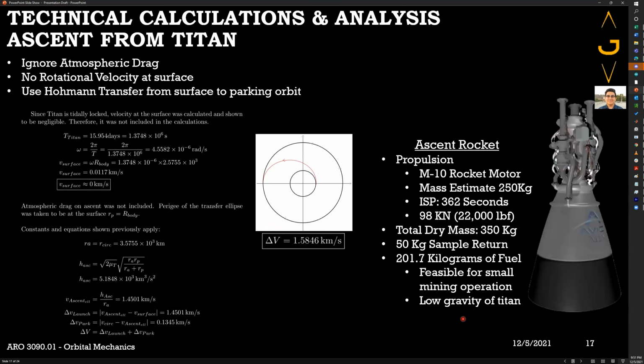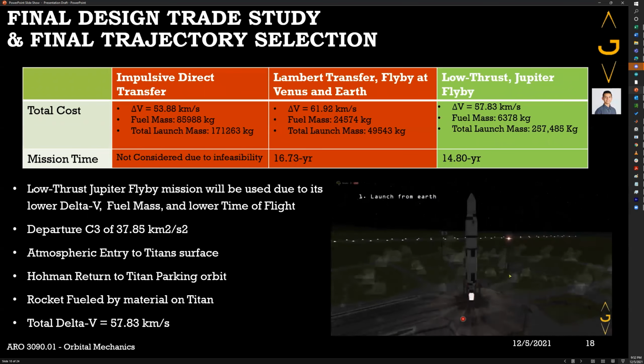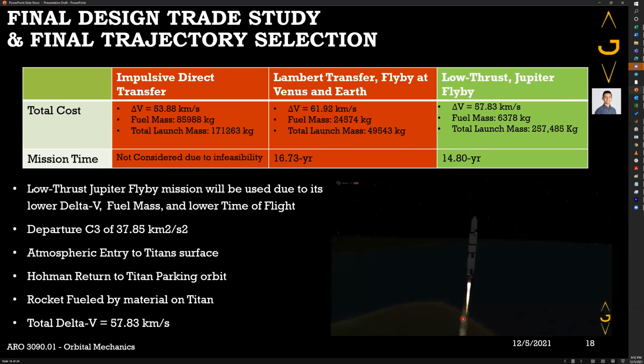Based on our assumptions for ascent, atmospheric drag was ignored and the perigee transfer ellipse was placed at the surface of Titan. The delta V for the ascent was calculated to be 1.5846 kilometers per second. Based on this delta V, the M10 rocket motor was chosen for ascent, allowing us to return 50 kilograms of sample. On the bottom right, we have our CONOPS animation using Kerbal Space Program.